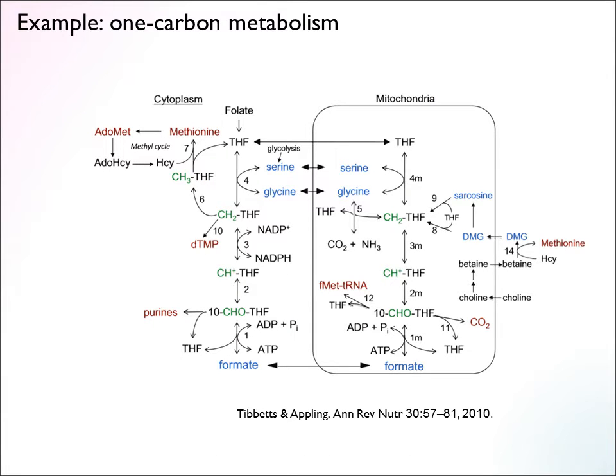So here's a particular example of compartmentalization. This is a very busy slide with lots of details, but we'll just look at a couple of aspects. This is one carbon metabolism. This is the metabolism using folate as a carrying factor, or tetrahydrofolate in the active form. What it does is that it carries this type of one carbon unit. This is a methylene, for example. This is a formyl, but still one carbon with an aldehyde type of group. And these one carbon units are used for purine synthesis or for methylation and stuff like that.